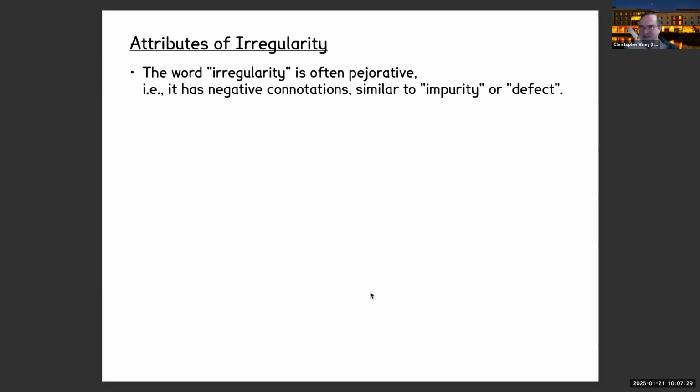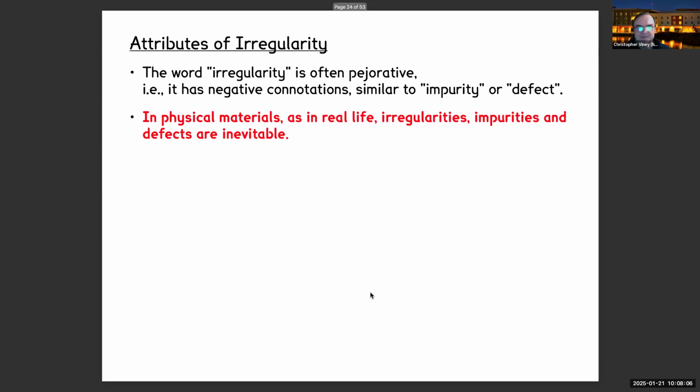So let's do that. We've looked at some attributes of regularity and pattern. Let's look at irregularity. The word itself is, here's an English word that maybe some English people don't come across very often: it is pejorative. If something is pejorative, it generally has negative meanings, a negative connotation. It's something that isn't good. So impurity and defect are quite often synonymous with irregularity. And I want to encourage you not to think of irregularity in a pejorative sense.